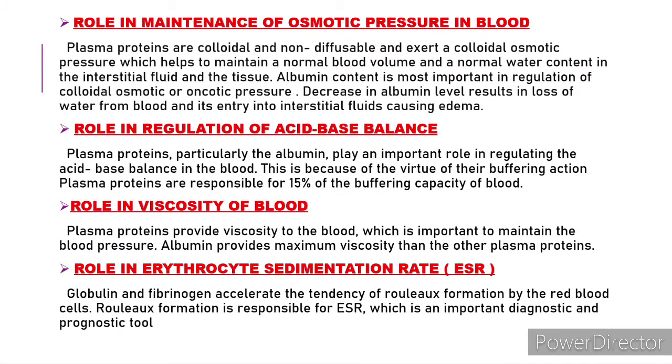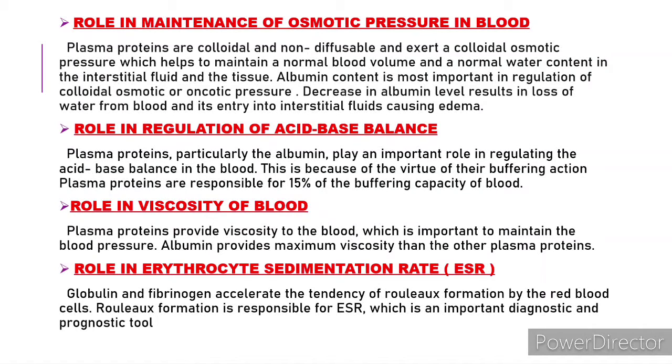Then role in maintenance of osmotic pressure in blood. The plasma proteins are colloidal and non-diffusible, and they exert a colloidal osmotic pressure which helps to maintain the normal blood volume and the normal content of water in the interstitial fluid and the tissue. The albumin content is most important in the regulation of the colloidal osmotic or oncotic pressure. A decrease in the albumin level results in the loss of water from the blood and its entry into the interstitial fluid, causing edema.